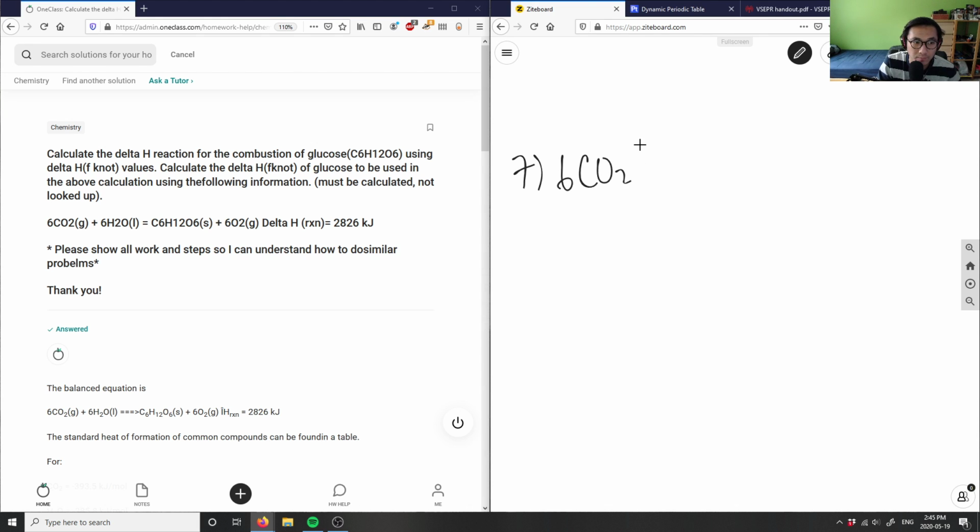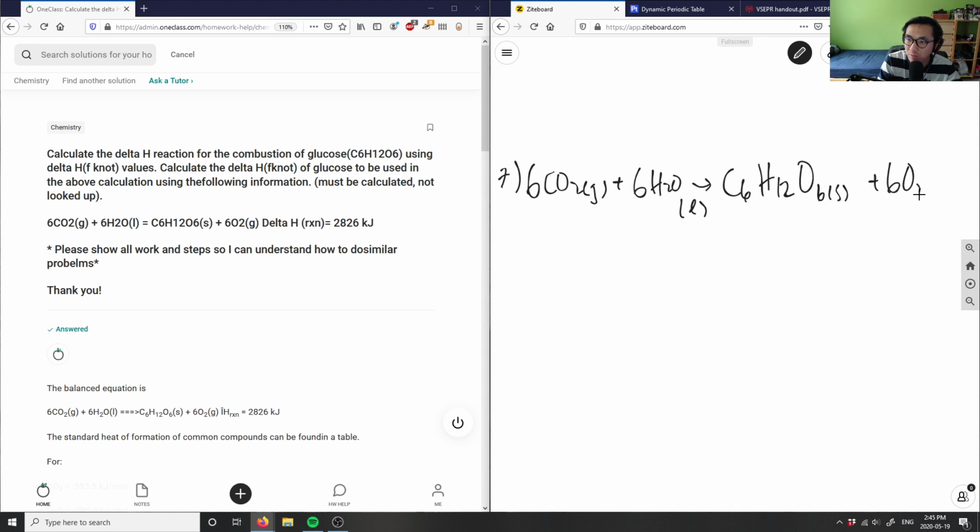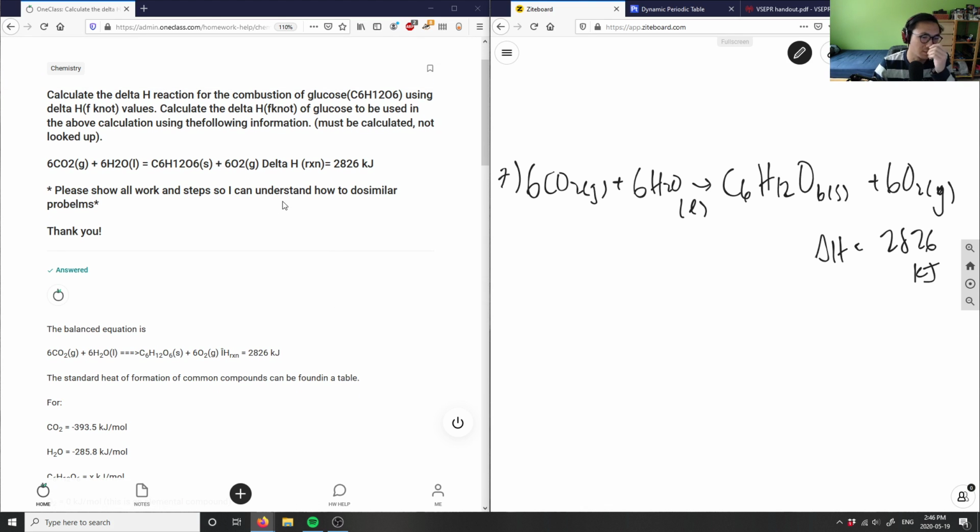So 6 CO2 plus 6 H2O, okay, this is way too big already. 6 CO2 plus 6 H2O gives us C6H12O6 solid plus 6 O2 gas. The delta H here is 2826 kJ. It's asking us to calculate delta H of glucose using delta H F naught values. So basically we want the standard heats of formation, and they can all be found in the table, which I'm not actually given here.